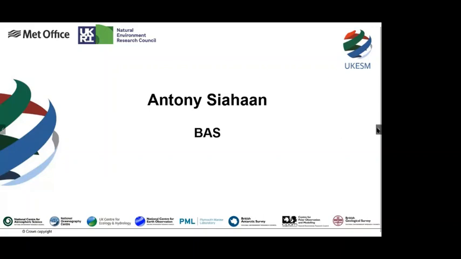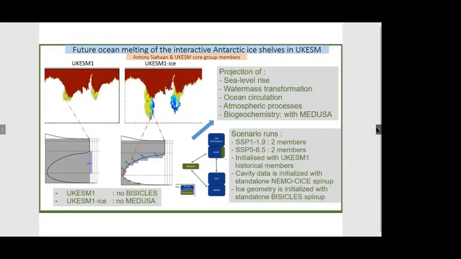So, yeah, my talk is about the future projection of the melting of the ice shelves in the UKESM and BISICLES interaction. So I'm gonna start by quickly saying the difference between UKESM 1 and UKESM ice. So this is the horizontal section of the UKESM 1 ocean coordinate model. So the white part is the Antarctic continent, and we know that in the fringe of the Antarctic there are many ice shelves, such as the Ross ice shelf.